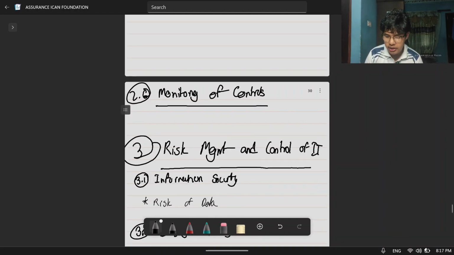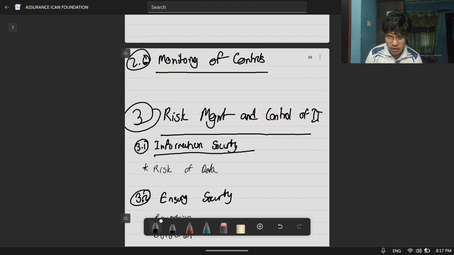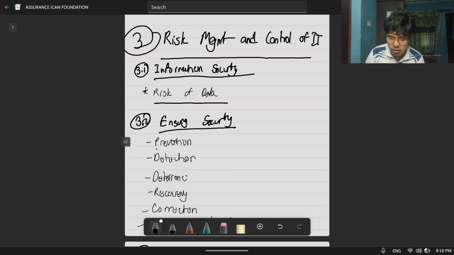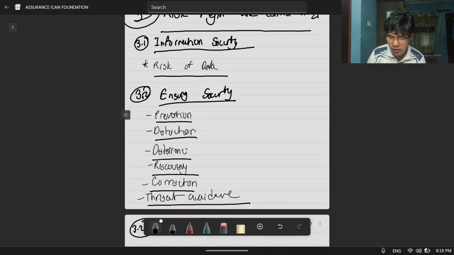And then we have got risk management and control of IT. First, information security. Information security is the process of protection of data from unauthorized modification, disclosure and destruction of personal or company's information. And then we have got risk of data, like human errors, natural disasters, spying, and hacking. And then we have got ensuring security: prevention, detection, deterrence, recovery, correction, and threat avoidance.